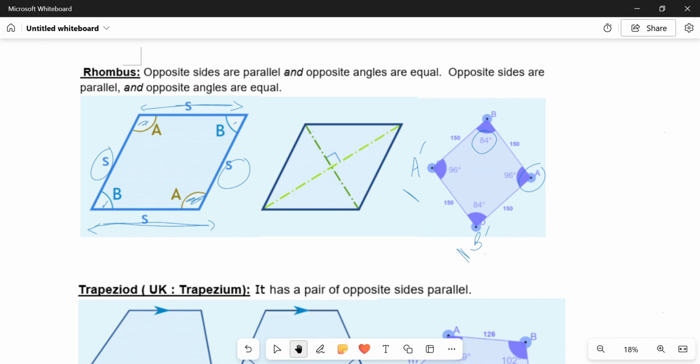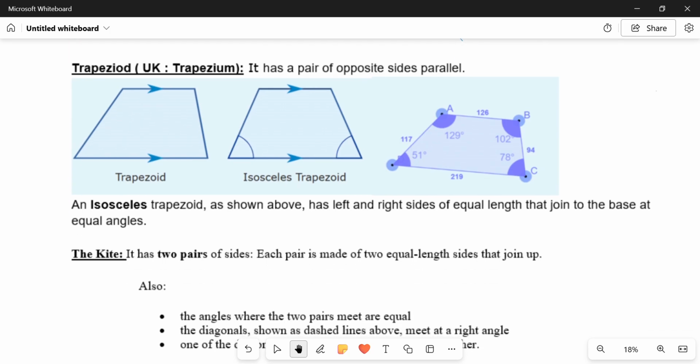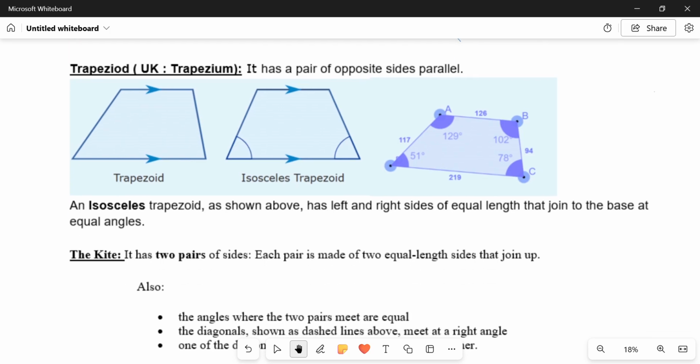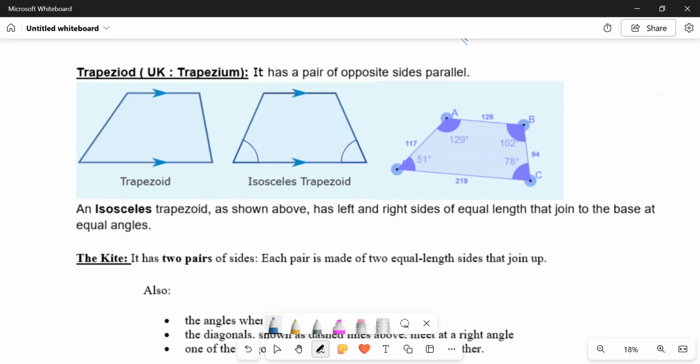Now, trapezoid, or you can say trapezium. Okay, trapezium, you can say it has a pair of opposite sides that are parallel. Like this one, you can say A and B is parallel to C and D, right?